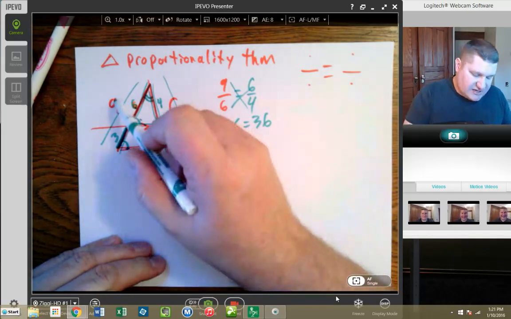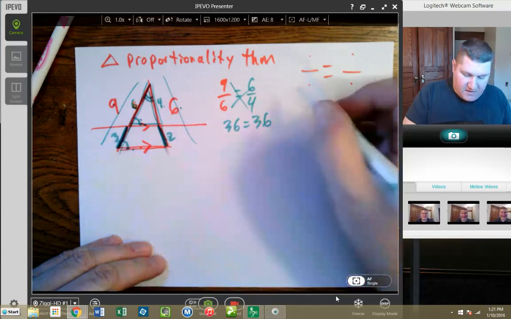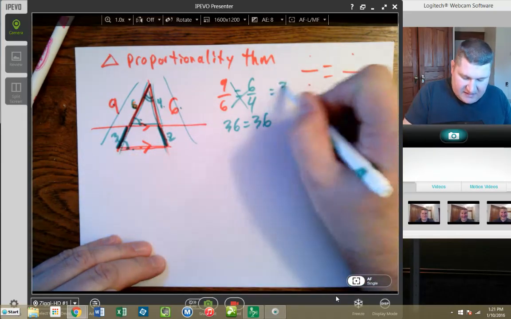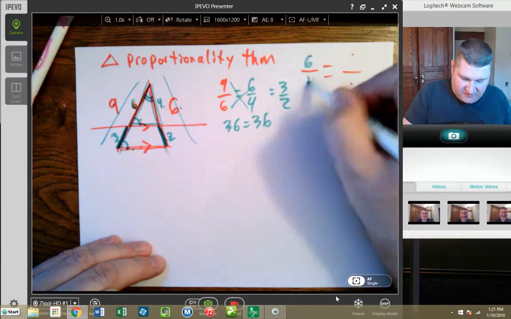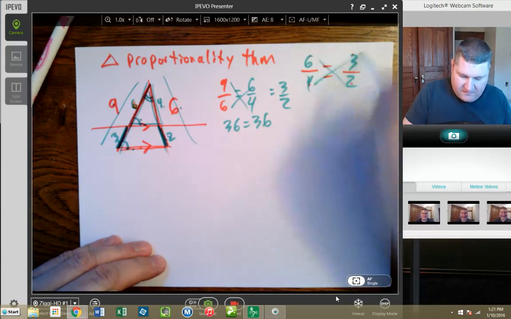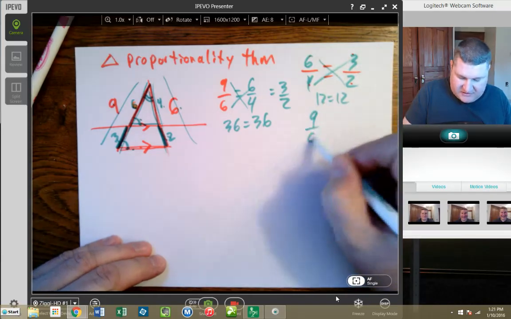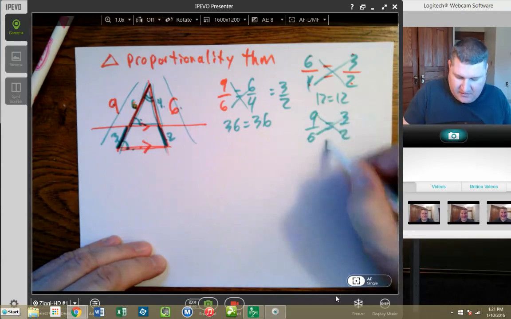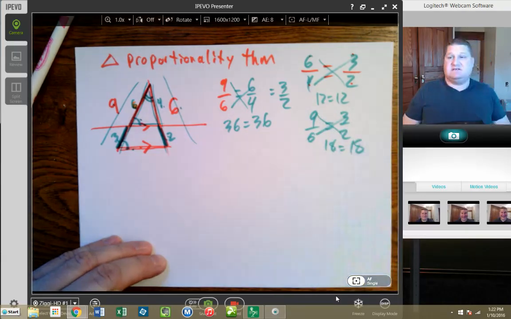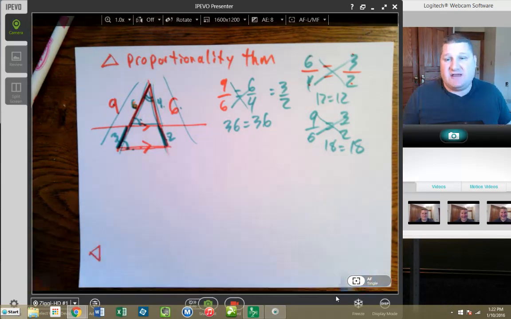So just like this is 9 to 6, and just like this is 6 to 4, this is going to be 3 to 2. Well, let's see here. Does 3 to 2 still match? Well, let's take 6 over 4, 3 over 2, and you come up with 12 equals 12. 9 over 6 equals 3 over 2. There you go. 18 equals 18. Yes, it is. So when you cut this apart, you actually create proportional chunks.